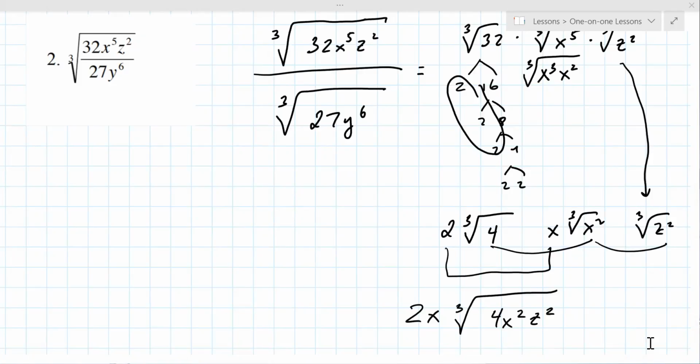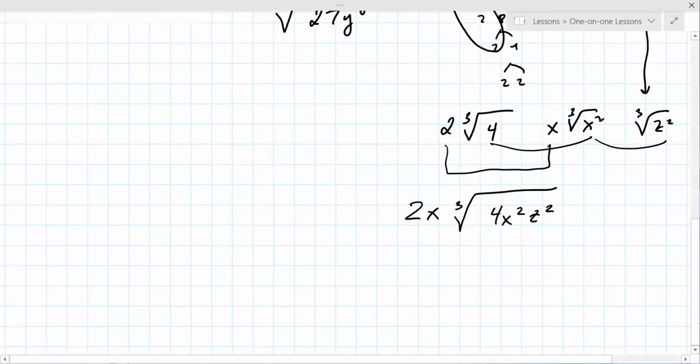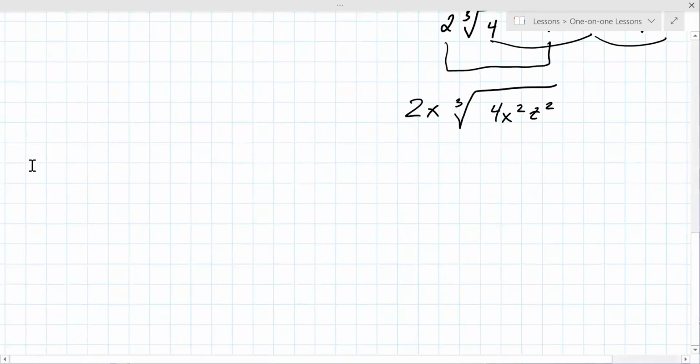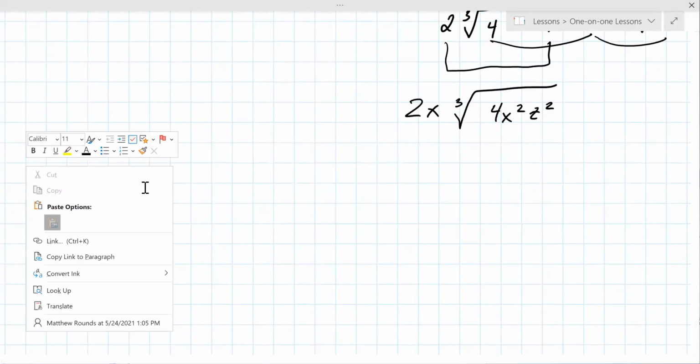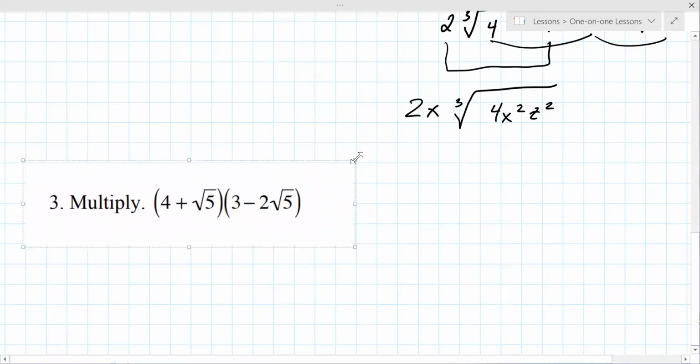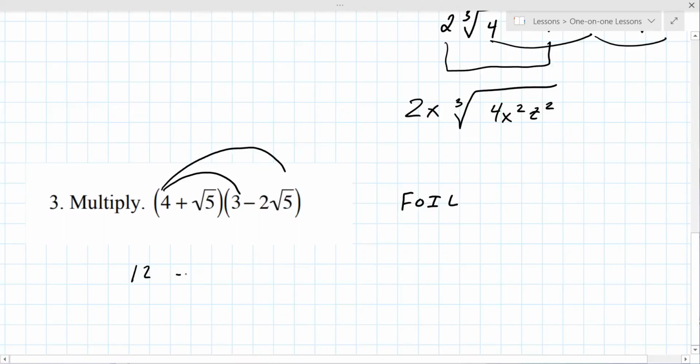All right, number 3. All right, it says to multiply. This is a FOIL problem. So you got your 4 times 3, that's 12. Your 4 times minus 2 square root 5, that's minus 8 square root 5. You can only multiply the outside numbers like that. The inner is 3 times square root of 5, so that's plus 3 square root 5. There's really a 1 there, so if you have to match those up, it's with the outside.